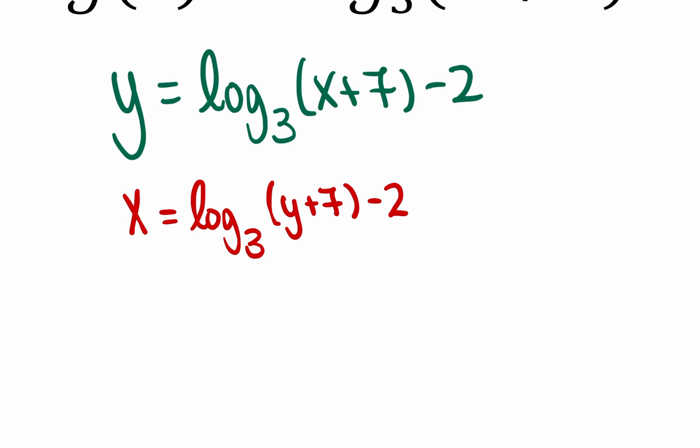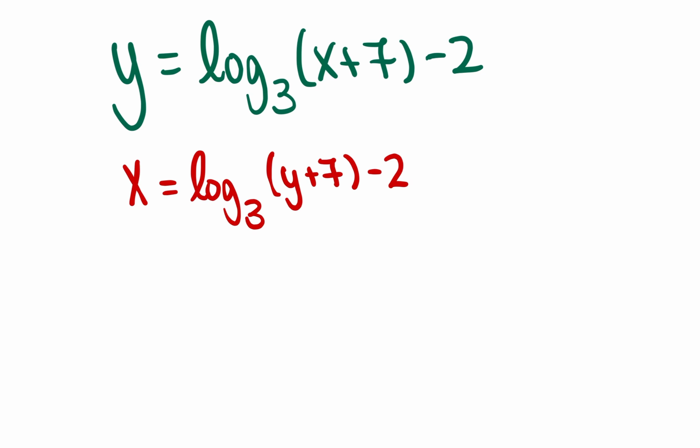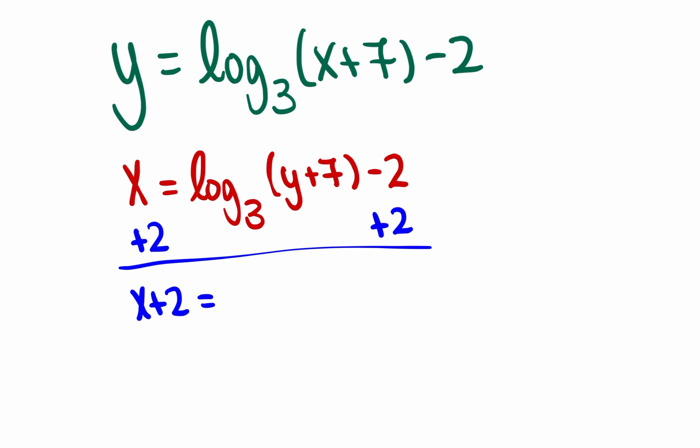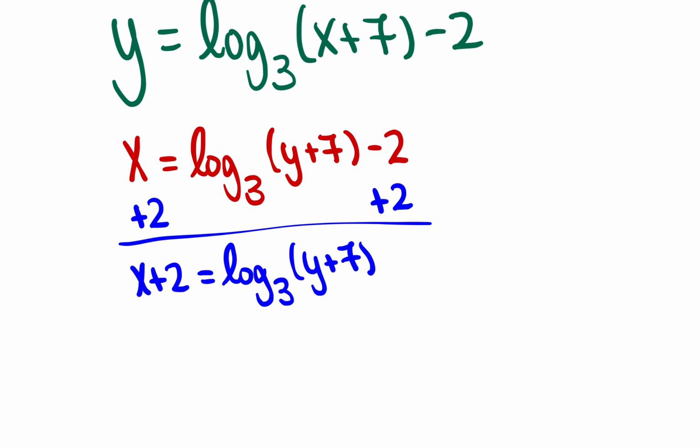My next step is to then isolate and solve for y. In this case scenario, I will add 2 on both sides. This will leave me with x plus 2 is equal to log base 3 of y plus 7. My next step is to then convert this to the exponential form. So this will turn into 3 to the power of x plus 2 is equal to y plus 7.